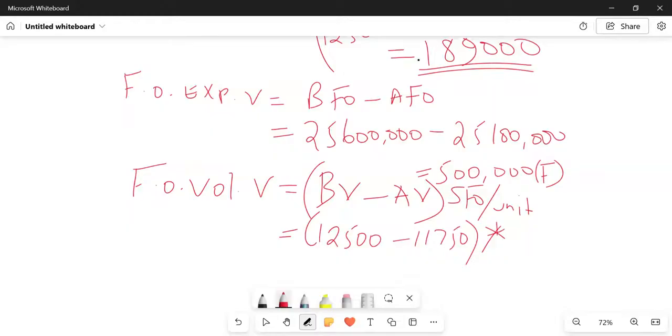I should take something divided by something. I should take what divided by what? I know it'll be something divided by 12,500. 3,000 times... Because to get standard fixed overheads, we should take the total of fixed overheads given in the budget, budgeted fixed overheads over budgeted output.